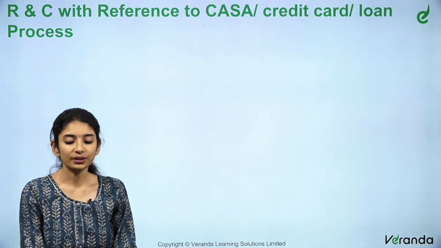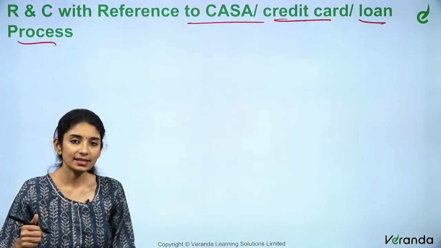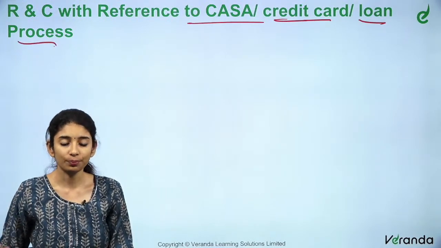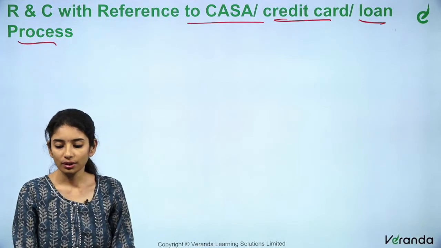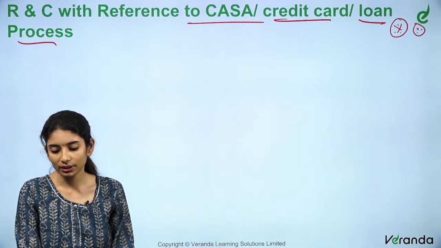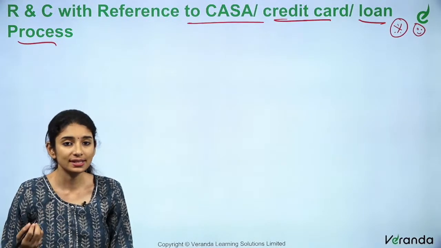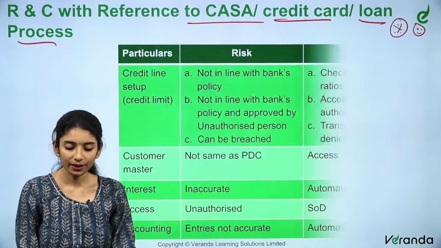Risks and controls with reference to the CASA, credit card or loan process. All three have the same risks and controls. So you can mark a smiley here, because all three have the same risks and controls: CASA, credit card and loan process. Okay, very easy.